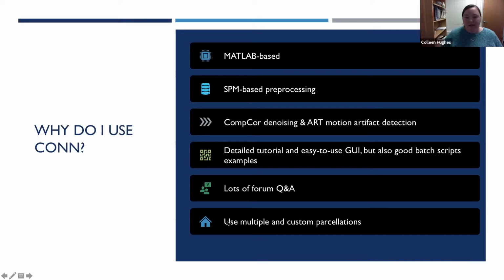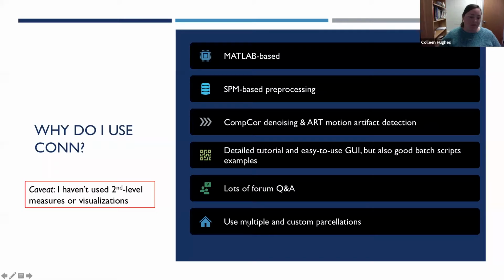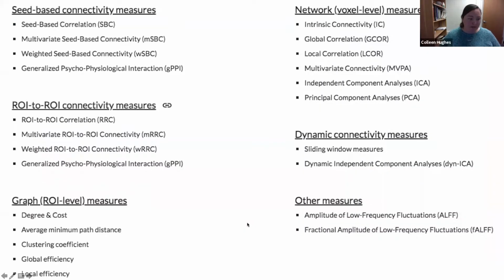And another nice thing is that you can really customize what you want to do. So you aren't beholden to a particular parcellation. You don't have to use one, you can use multiple, you can use custom ones, and you can customize every aspect of the pipeline. And the caveat to all this is I've mostly used this for preprocessing and network construction. I haven't used it for second level group analyses or visualizations, though there's great documentation on that. This is just a sample from CONN's website of all the things that you can do in CONN, of which we focus on one thing.